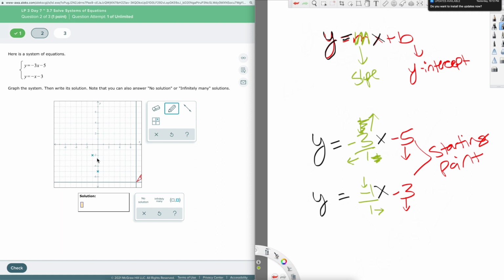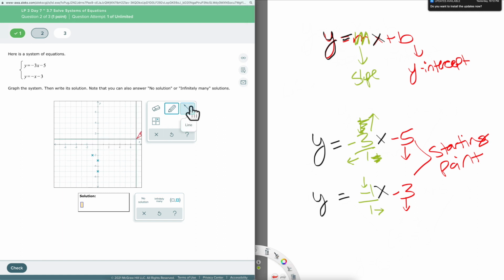From -3. So let's go ahead and connect this because I'm worried it's getting a little confusing on the two lines. So this was one line. Now I'm going to do my second line. I'm going to finish. So here's my y-intercept, 1, 1. So I'm going to go ahead and connect these, and there we go. Now we can see where they cross.